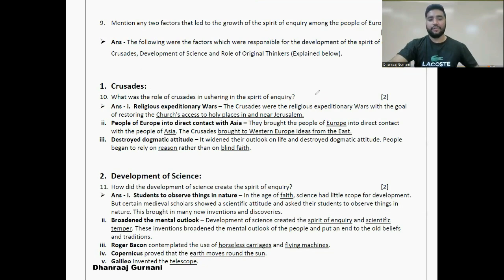Religious expeditionary wars. The Crusades were religious expeditionary wars with the goal of restoring the church's access to holy places in and near Jerusalem. So the Crusades were religious wars. What was the main aim of the Crusades? To restore the church's access to places in and near Jerusalem.